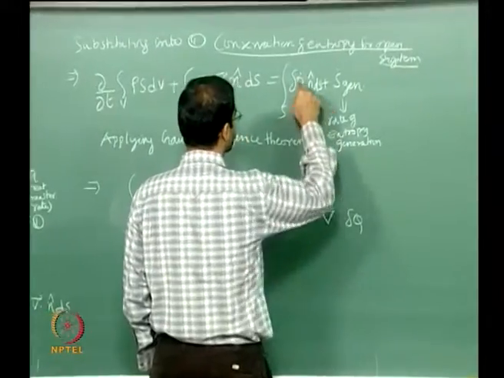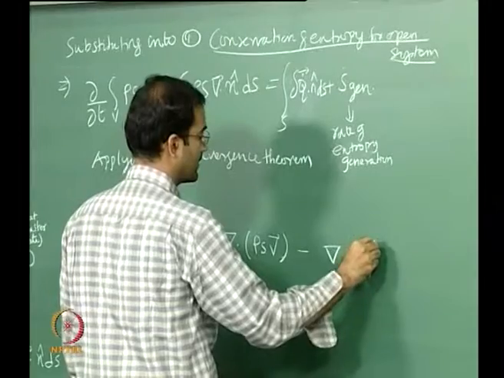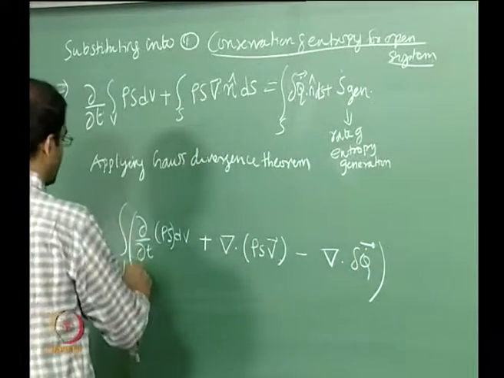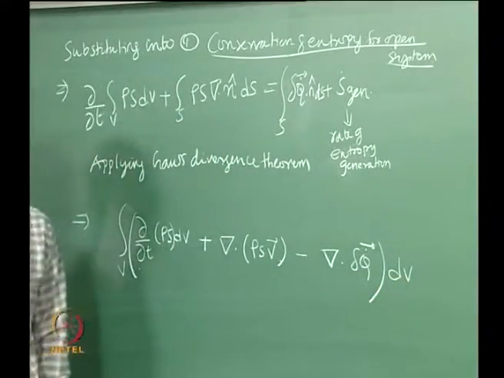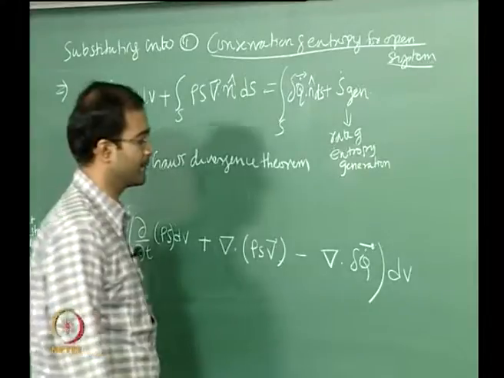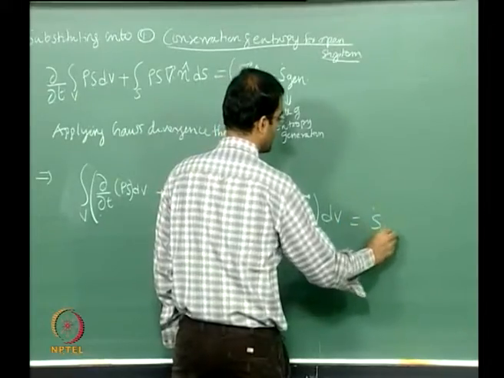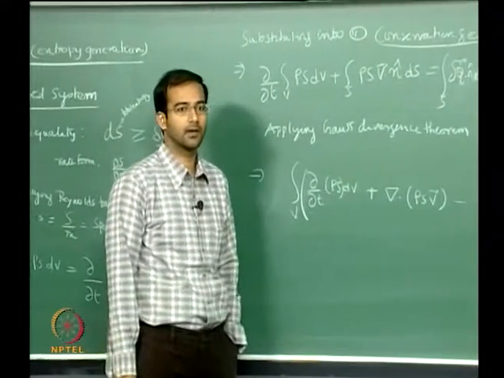So this is actually a vector right here, so I am just going to give this vector notation, okay. So this is all integrated over the differential volume because I have already applied the Gauss divergence theorem. So on the right hand side, that should be equal to the rate of generation of entropy, okay.